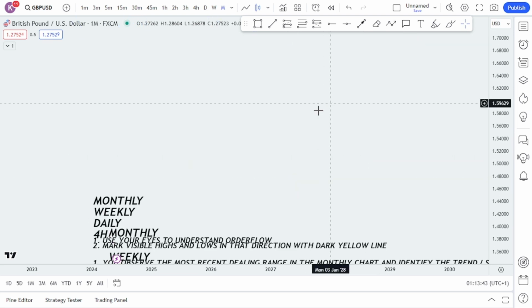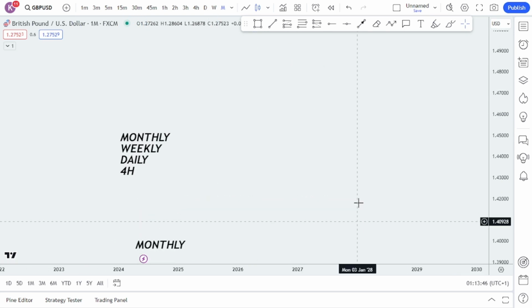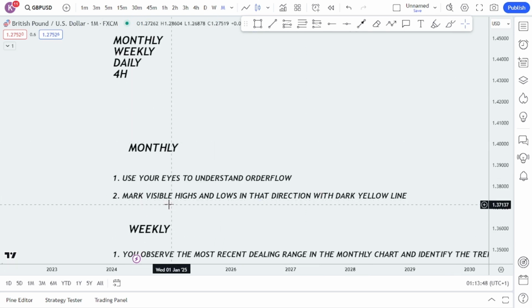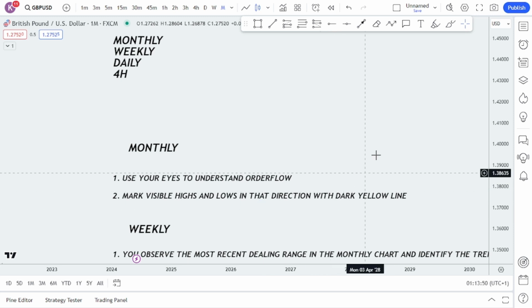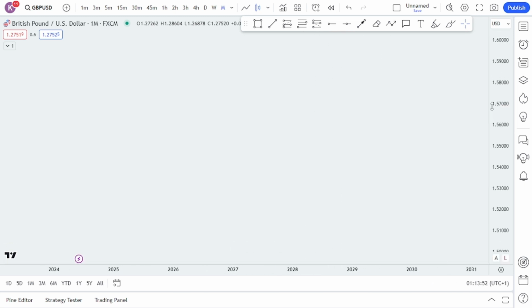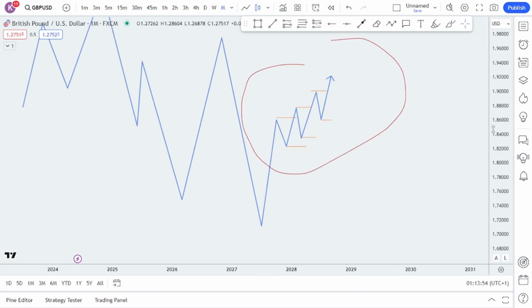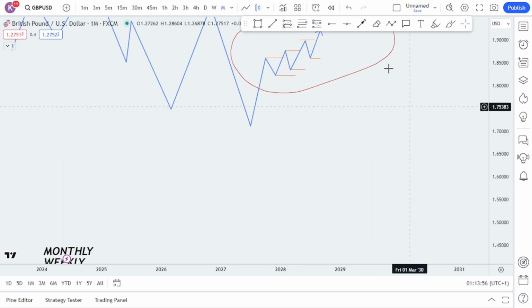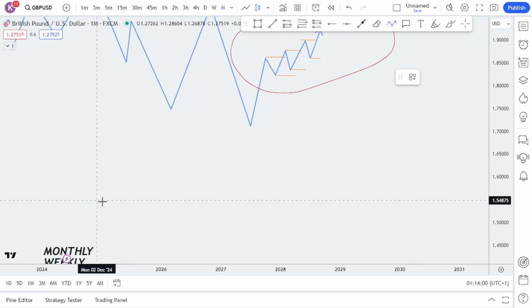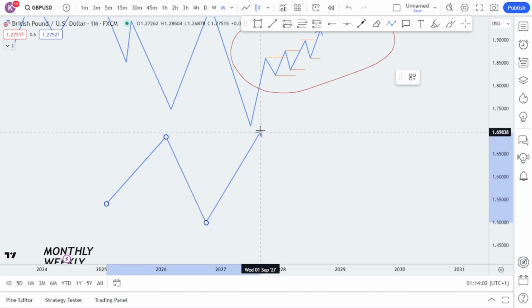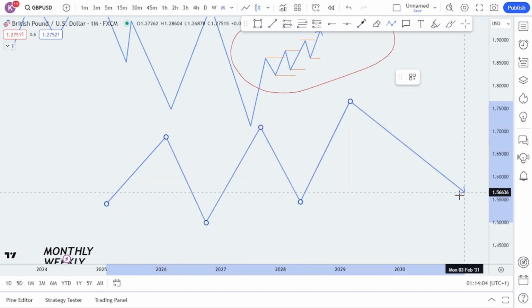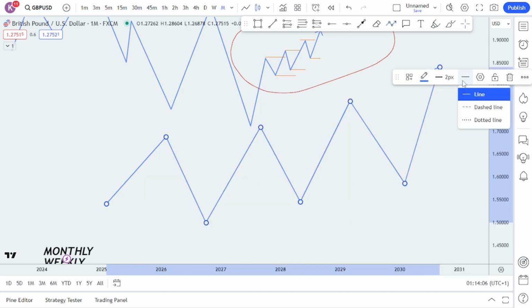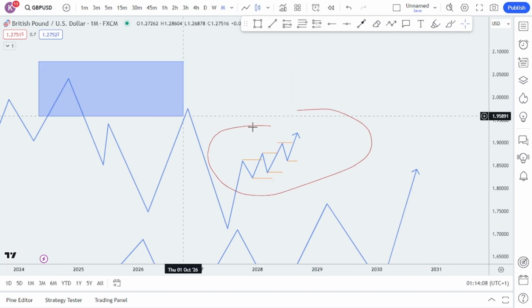And then what do you do next? Number 2, mark visible highs and lows in that direction with a dark yellow line. That's what we have done. That's complete. So the next thing we need to go to is the weekly chart. Now all of this on the weekly chart is going to be a bit expanded like this, because the weekly chart is a smaller time frame.